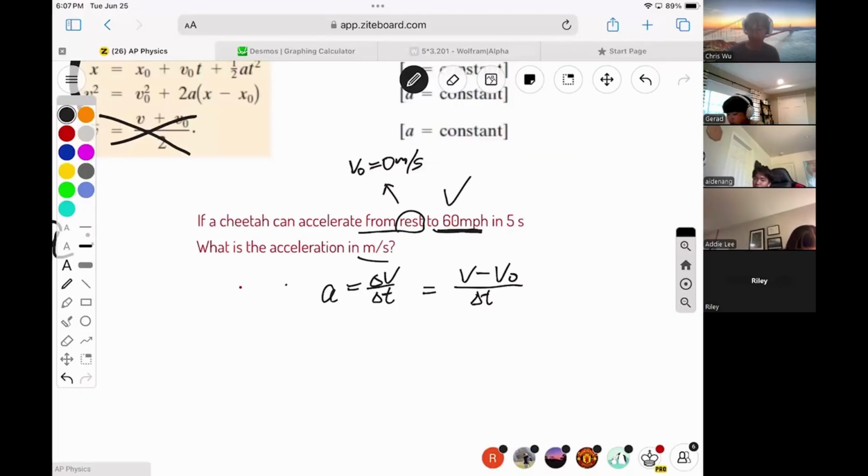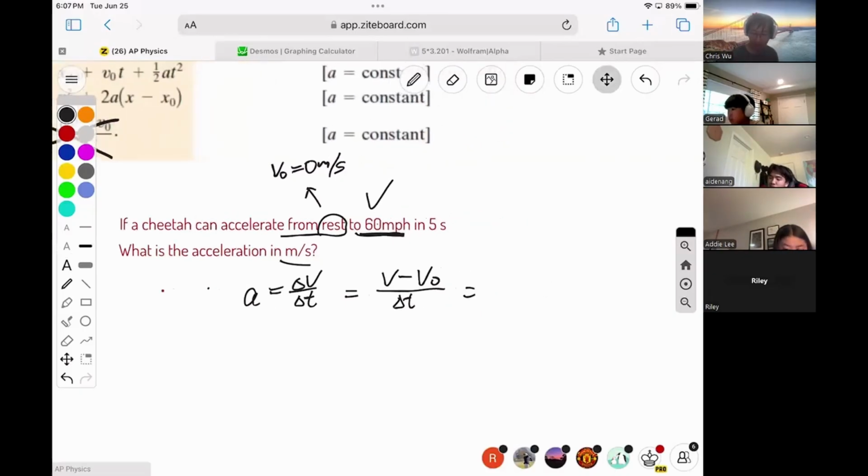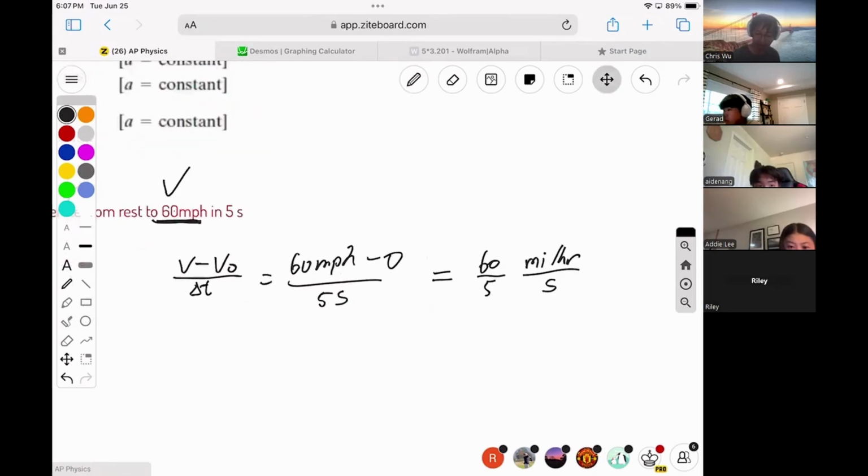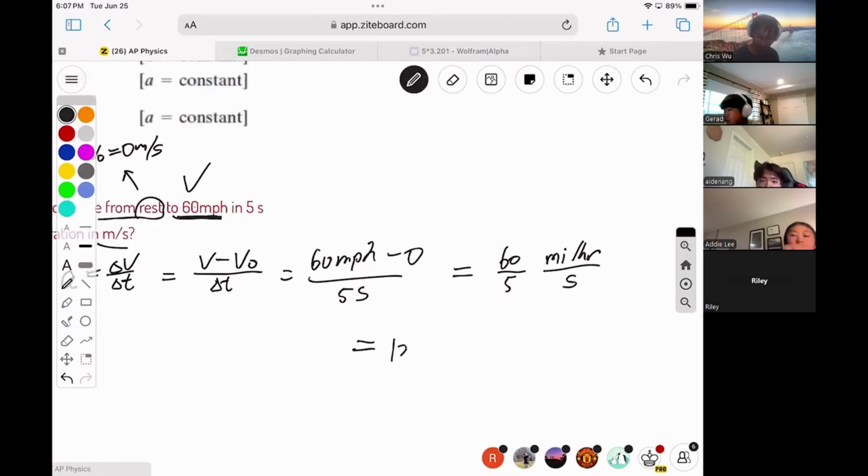Okay, I'm getting a couple answers, but it looks like we're having a little bit of trouble. So let's see here. On the top, we're going to have 60 mph minus 0. On the bottom, I have 5 seconds, right? So I'm going to get essentially 60 over 5, and then the top is essentially miles per hour, and on the bottom, I still have a second, right? So the unit gets a little bit crazy here, but in other words, I get 12 miles per hour times second, right?